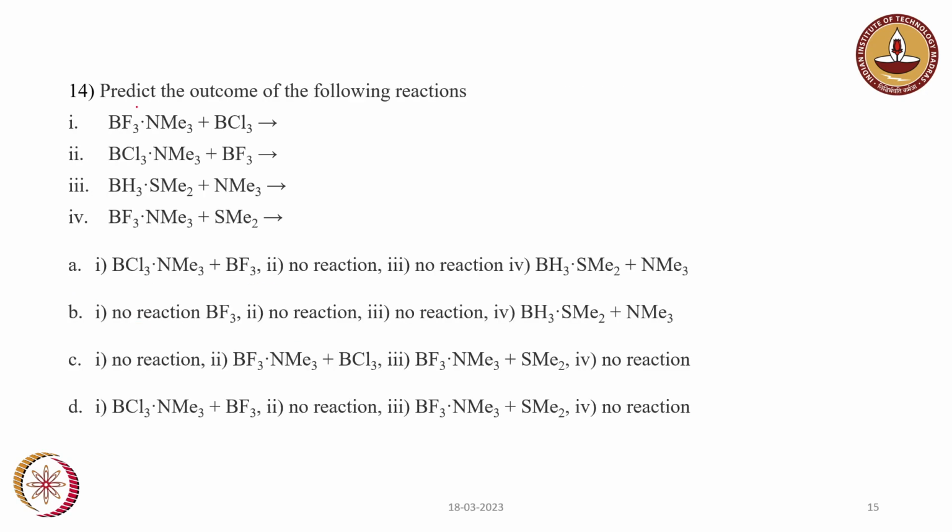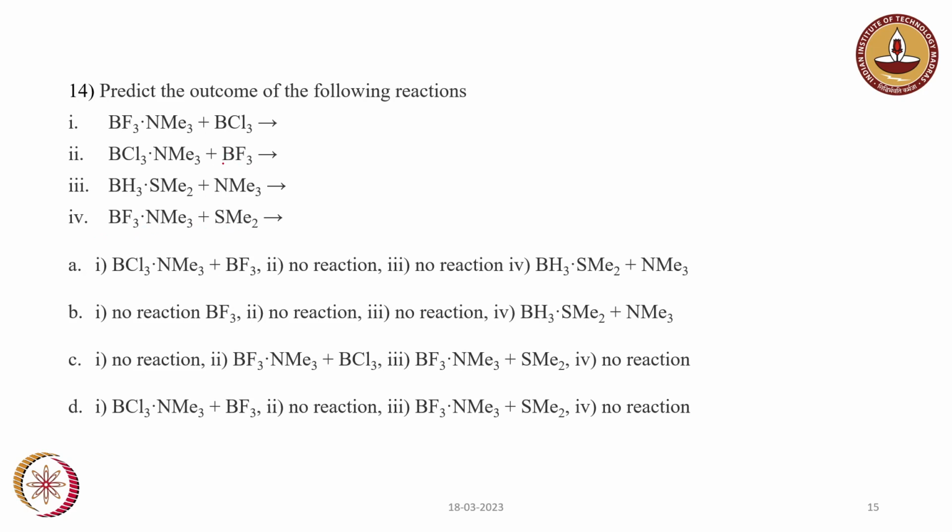The next question is, predict the outcome of the following reactions. First reaction is BF3·NMe3 plus BCl3. Second is BCl3·NMe3 plus BF3. Third option is BH3·SMe2 plus NMe3. And fourth option is BF3·NMe3 plus SMe2.